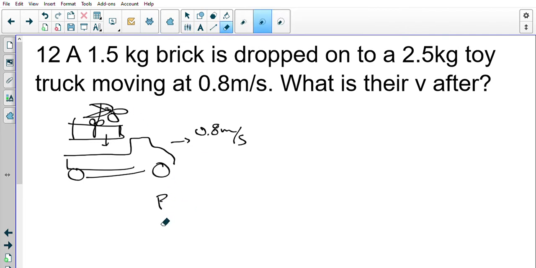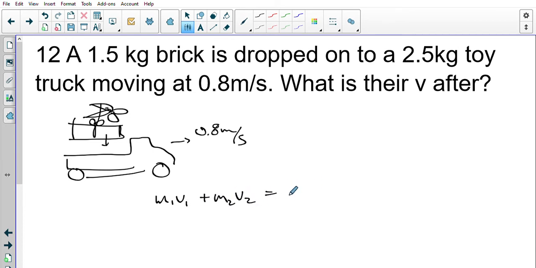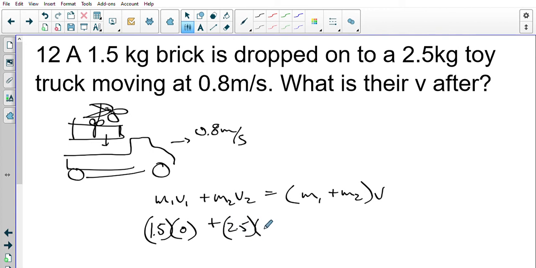momentum before is equal to momentum afterwards. So if we talk about m1 v1 plus our m2 v2, that's going to be, well, they're combined afterwards. We can say m1 plus m2 times v. Now, our m1, let's say it's our 1.5 kilogram brick, and it's traveling at 0 meters per second because it's being dropped. And then we have our 2.5 kilogram toy truck moving at 0.8 meters per second. And that's going to equal our m1 plus our m2. So that's 1.5 plus our 2.5 times our velocity.